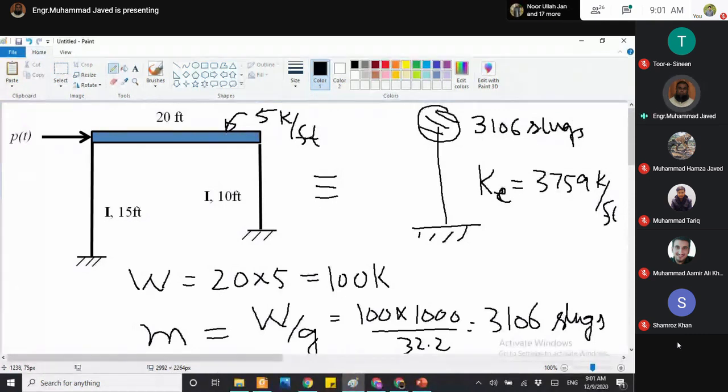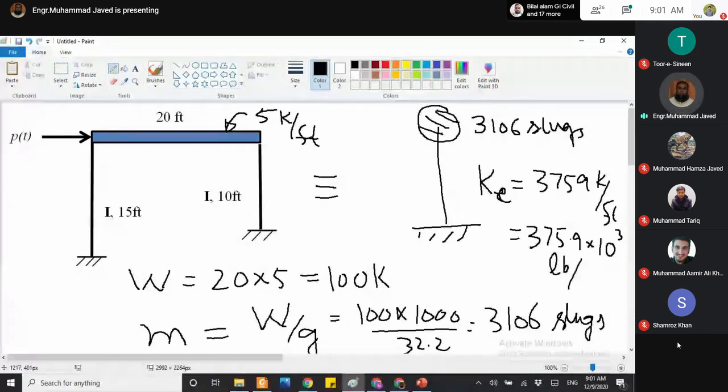Again, here you have to take care of the consistency of units. Slug is pound second squared per foot. So therefore, you shall convert this kip per foot into pound per foot. Or this is 375.9 into 10 raised to power 3 pound per foot.